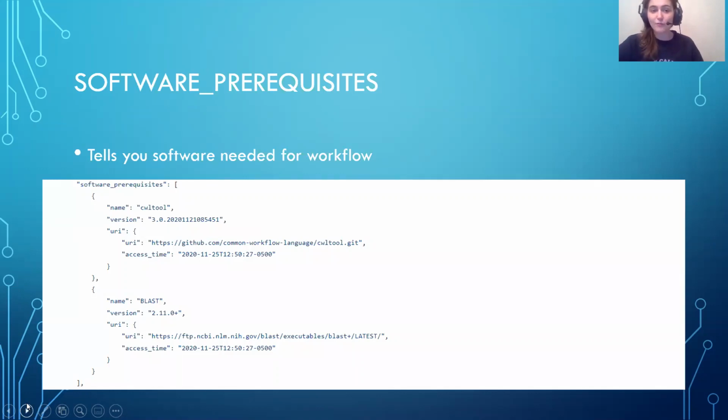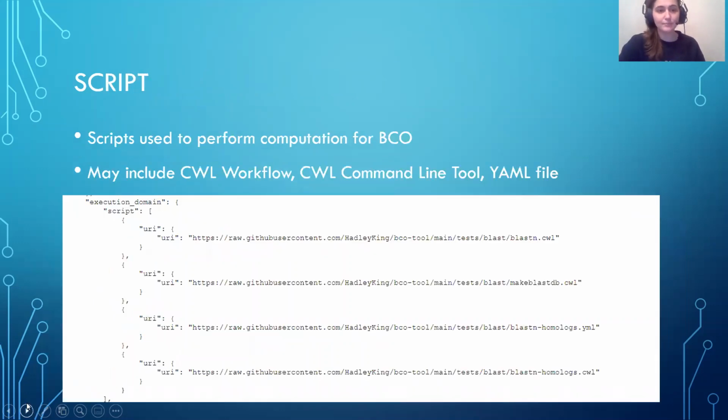First, we look at the software prerequisites, which tells you the software needed for the workflow. So we need CWL tool, which makes sense. It's our script driver. We need it to run the pipeline. And we also need BLAST. URIs are provided to download the software.